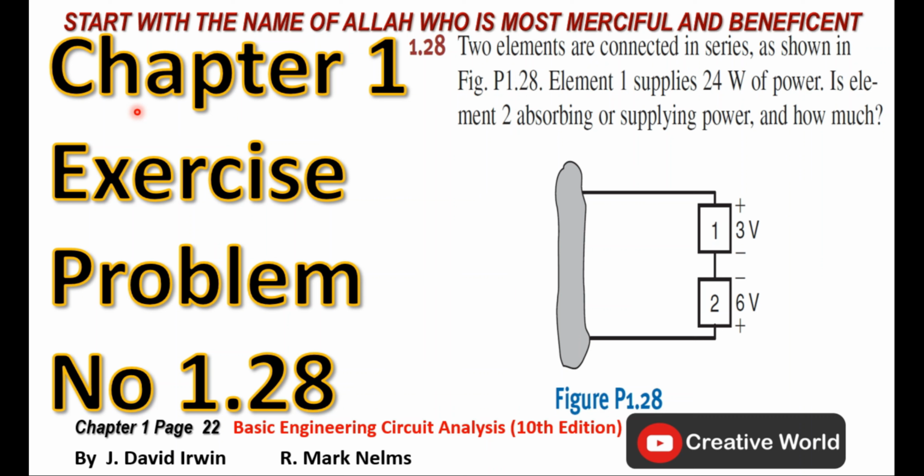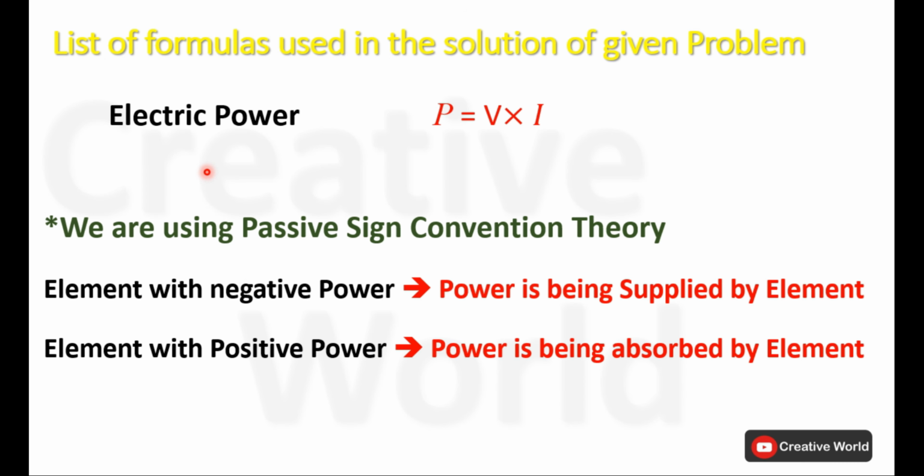Today I will solve exercise problem number 28. In this scenario, we will be using the electrical power formula, voltage multiplied by current, and we will also be using the passive sign convention theory. According to this theory, the element with negative power will be considered a power supplier and the element with positive power will be considered a power absorber.